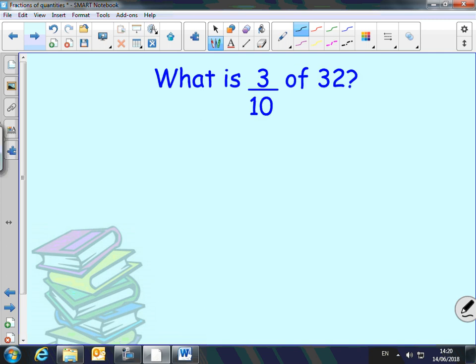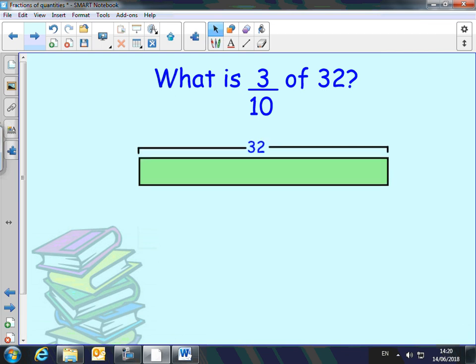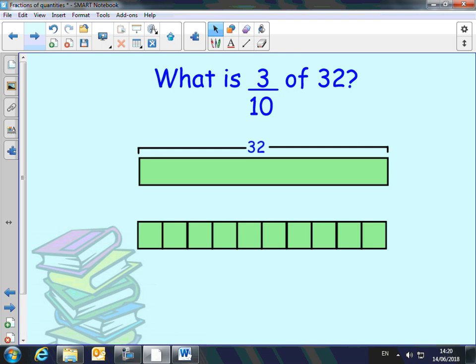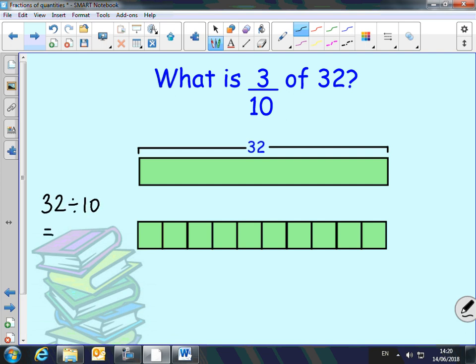And your last question you had was find 3/10 of 32. So your whole bar is equal to 32. You should then split it up into 10 equal parts. We need to work out what each part represents. So we get 32 divided by 10, which should have given you 3.2. So each box contains 3.2.